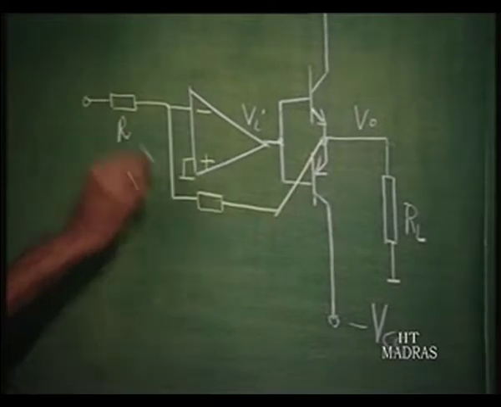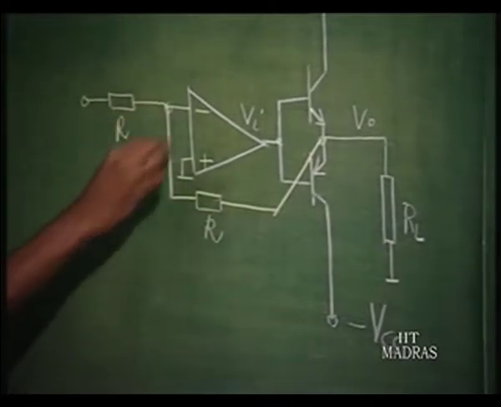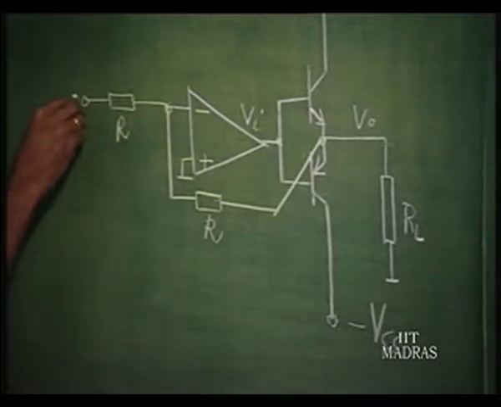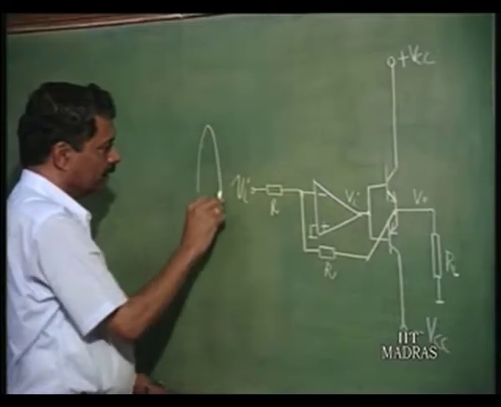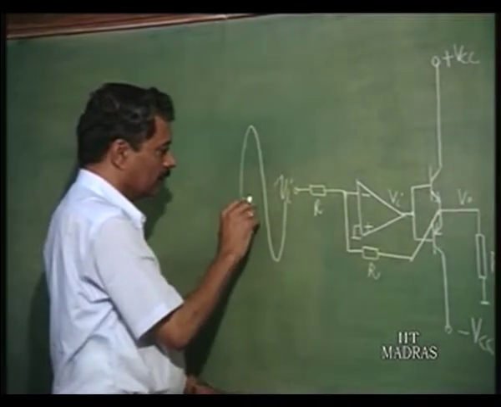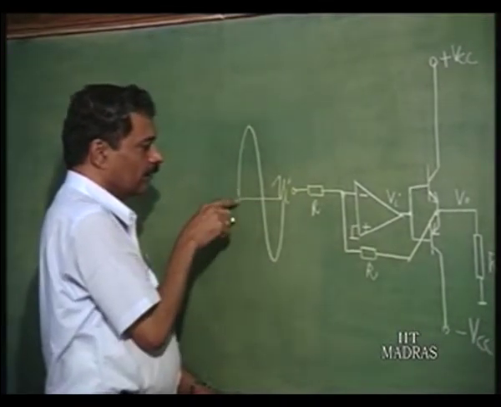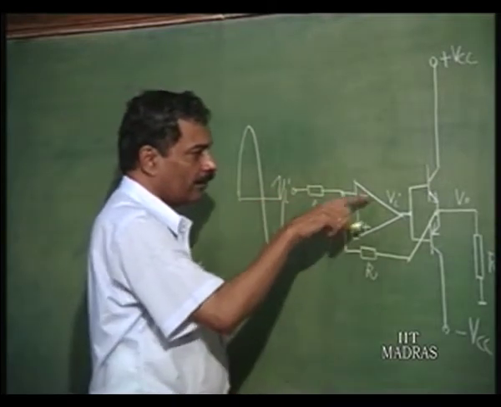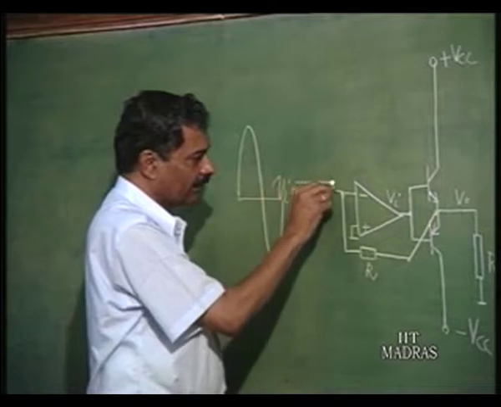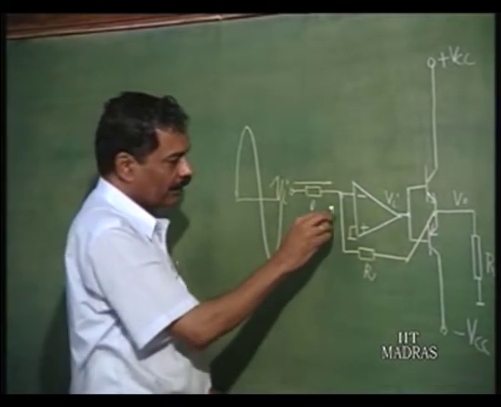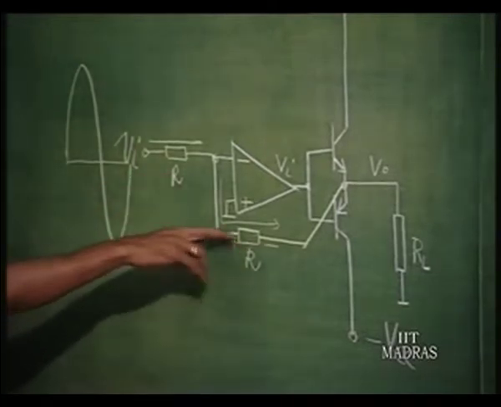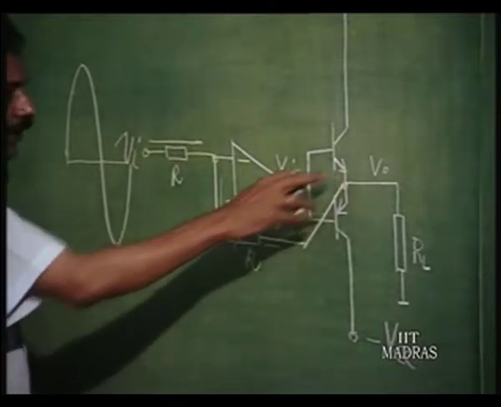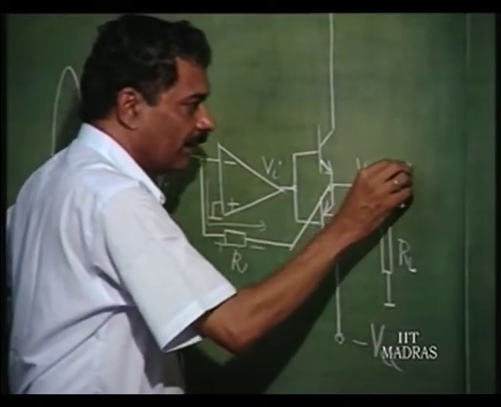So, if this is R and this is R, since there is a feedback here, if this is V I, as V I goes positive like this, if there is feedback, this is virtual ground. So, current is V I by R and this current will flow through this and develop a potential minus V I, because the resistances are the same. So, V naught is going to be equal to, in this case, minus V I.